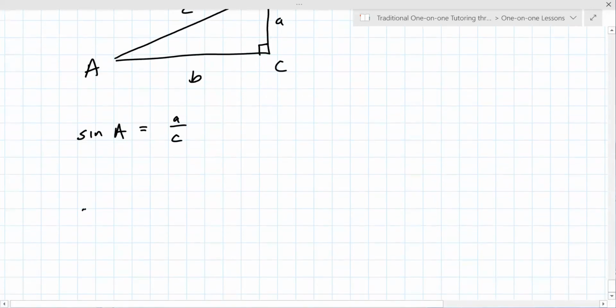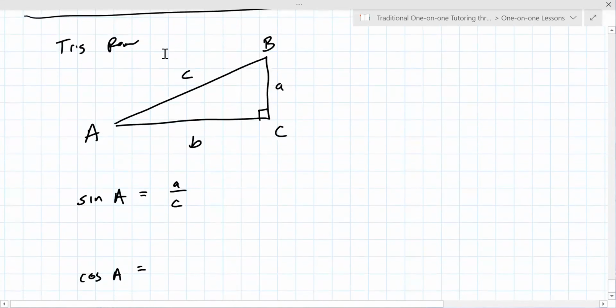Cosine of big A is the adjacent over the hypotenuse. It's B over C. And you do need this in calc too, like this is going to come up. So then tangent of A is A over B, opposite over adjacent.